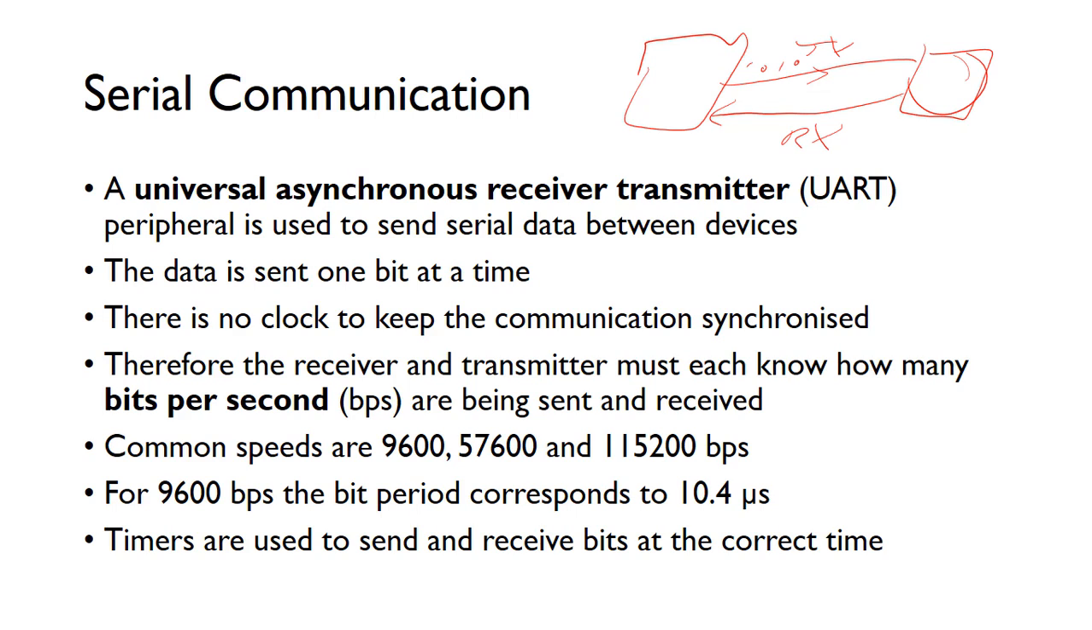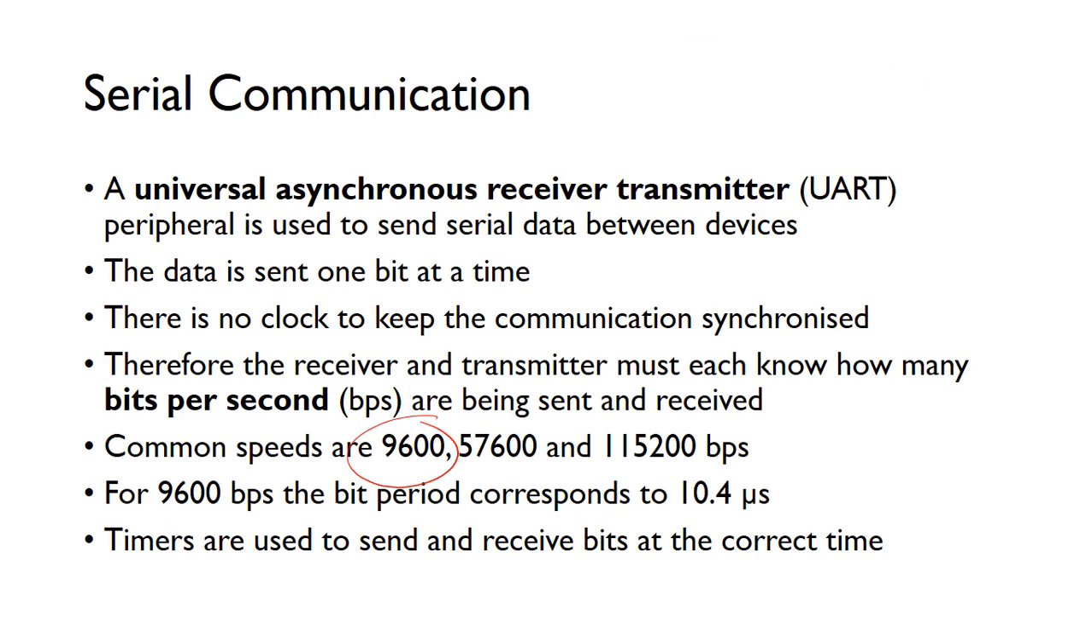But within a UART, as you can see from the name asynchronous, there's no clock to keep the communication synchronized. So in this situation, the receiver and the transmitter must each know how many bits per second are being sent and received. The very common speeds you see with microcontrollers are 9600, 57,600, and 115,200 bits per second. These are very common standard speeds.